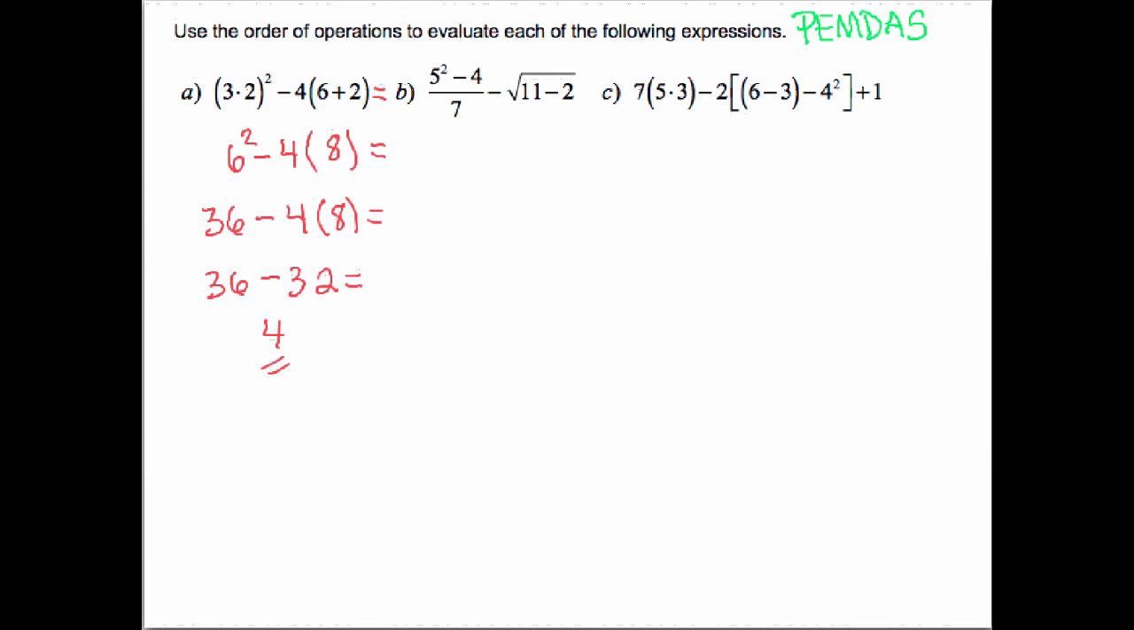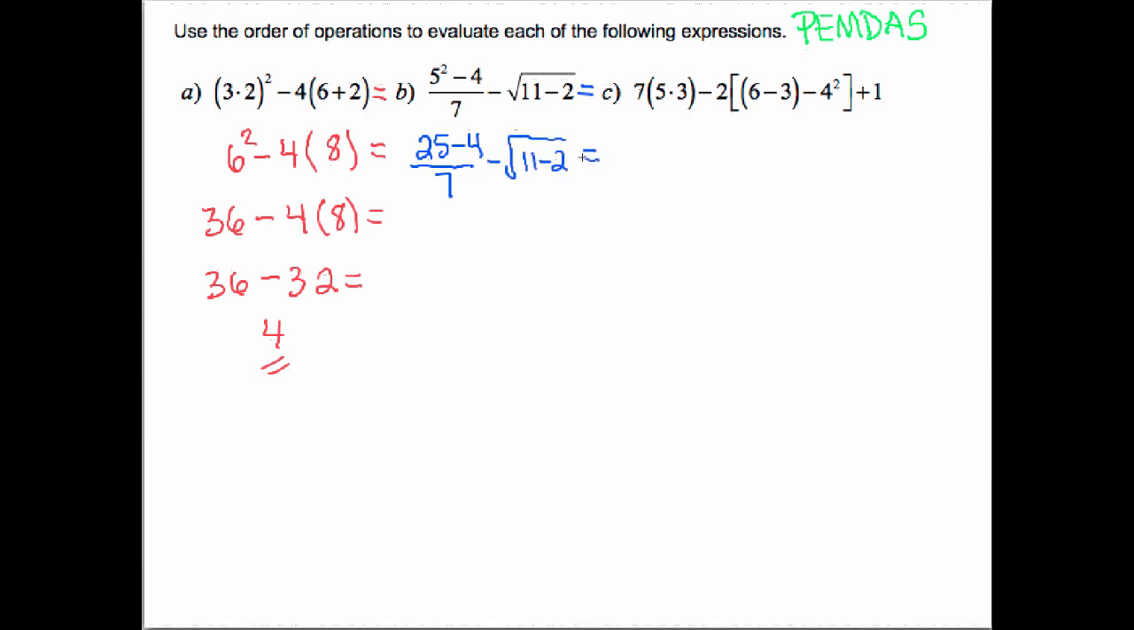For part B, where do we begin? Well, we have 5 squared minus (4 divided by 7), minus the square root of (11 minus 2), and we're going to have this equal to, I'm going to apply the exponents first. So I have 5 squared, which is 25. 25 minus 4 over 7, minus the square root of 11 minus 2.